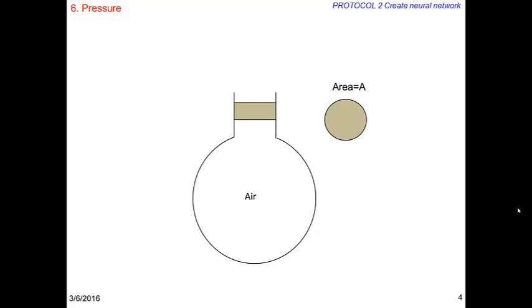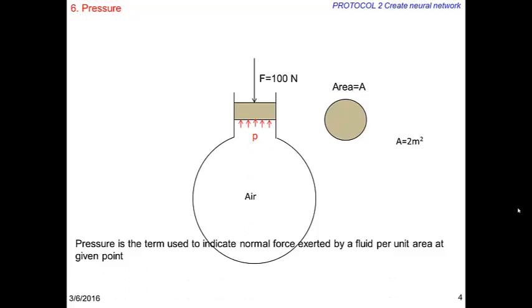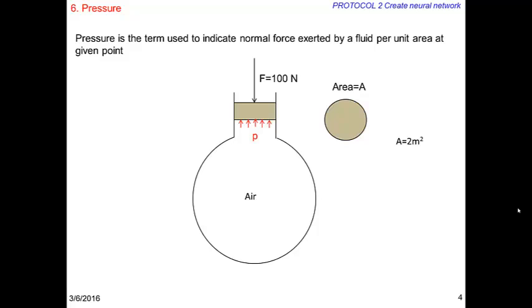Imagine that, using a piston assembly, we can apply force to the air inside the vessel. Let the area of the piston be 2 meters square. If a force of 100 Newton is applied to the piston, and if it is in static equilibrium, there must be some force acting on the piston from the fluid. Pressure is the term used to indicate the normal force exerted by the fluid per unit area at a given point. It is similar to the term stress we have seen earlier.